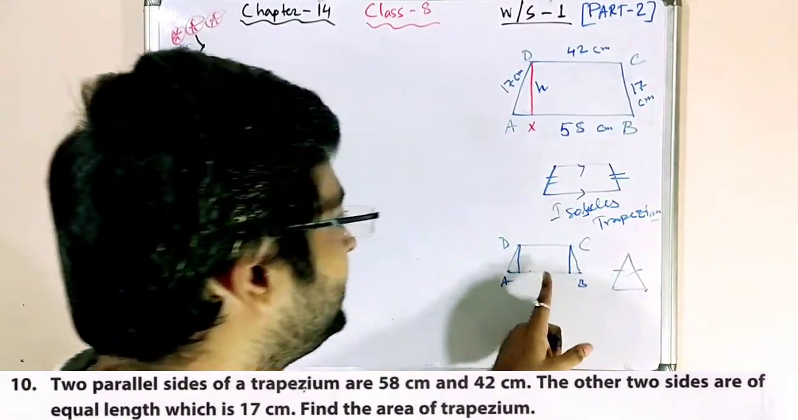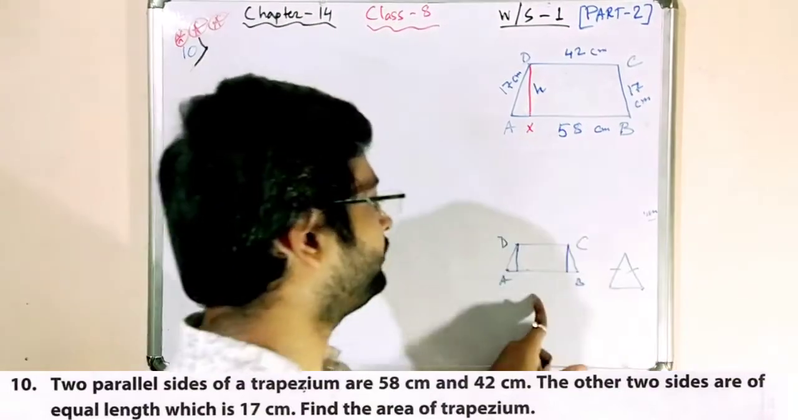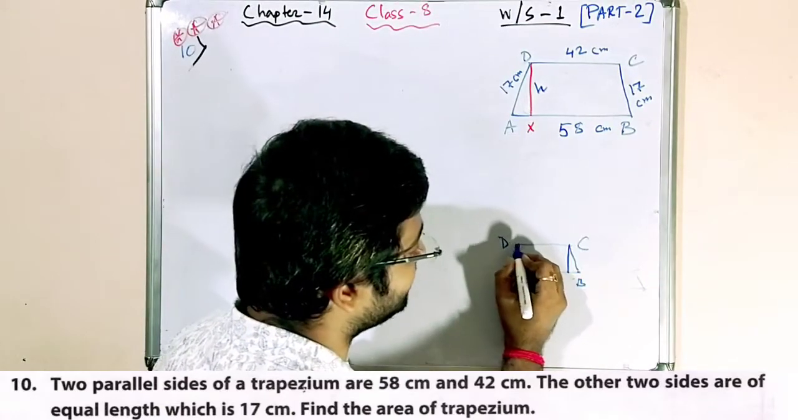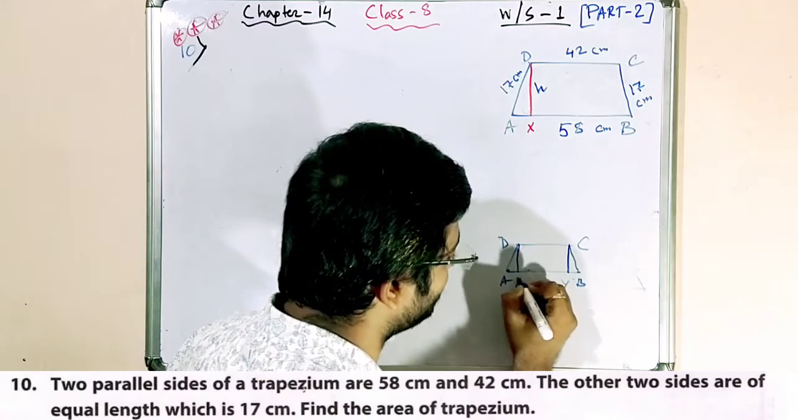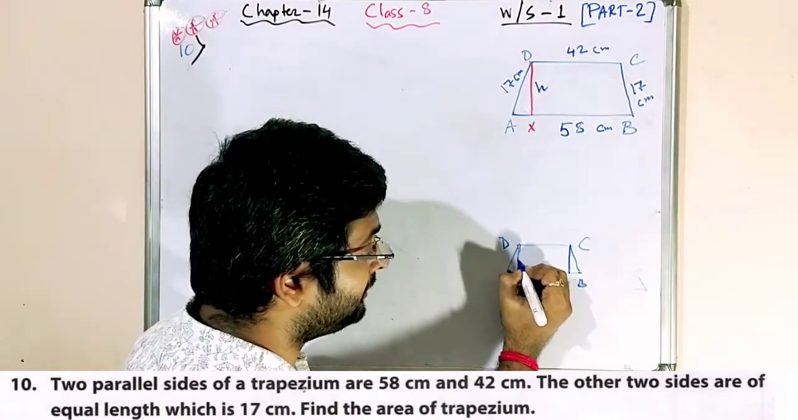So this can be solved this way. Now I have drawn already. And do you know what I have done here? I have drawn from the vertices C and D a perpendicular line, X and Y. So now it forms a rectangle. So this perpendicular length I have to find.